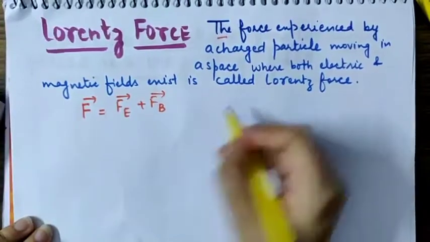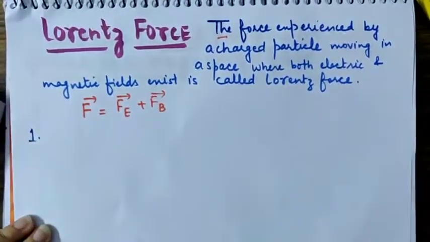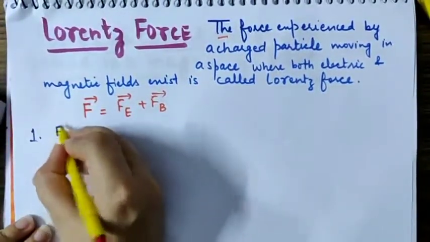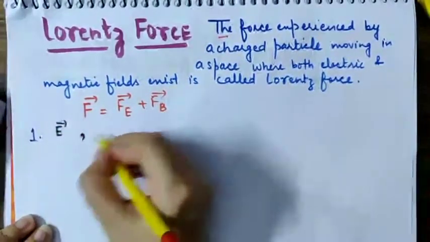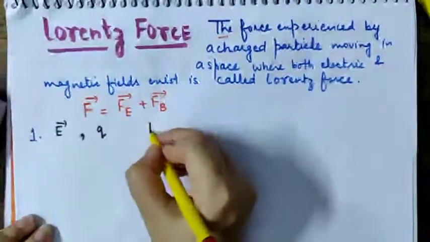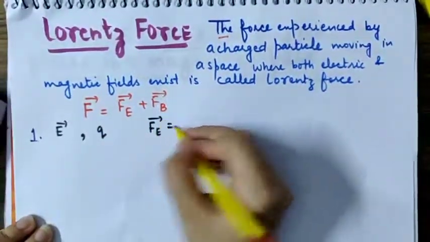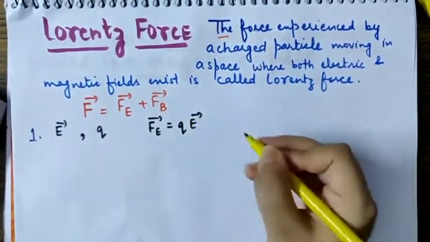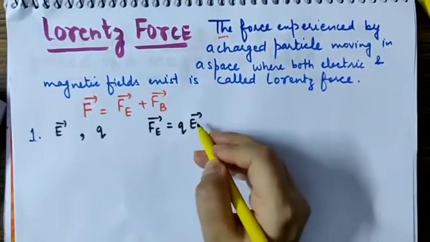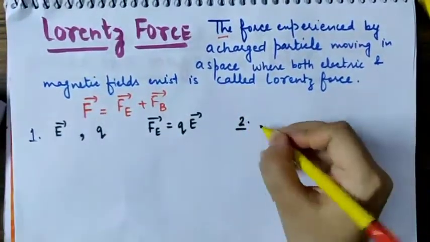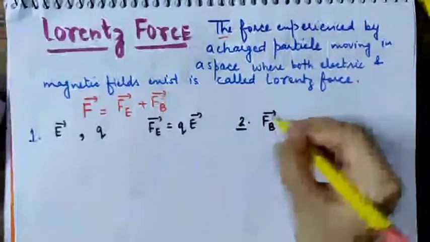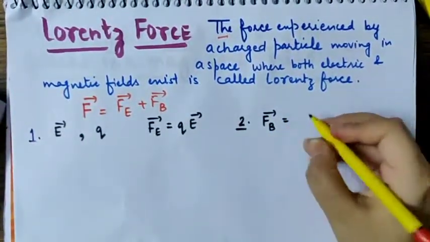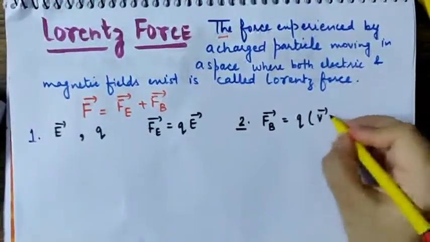So force by electric field, suppose we are discussing first force first of all. So if E is electric field vector, Q is the charge experiencing the force, then electric field vector will exert a force of QE vector on the charged particle. Direction will be in the same direction. Now coming to the second force in magnetic field, suppose the magnetic field is B vector and charged particle is moving with velocity V vector, then the force is QV cross B.